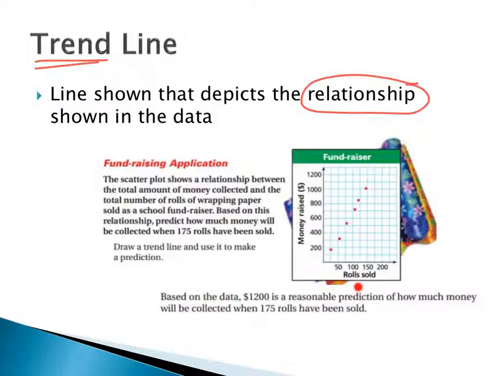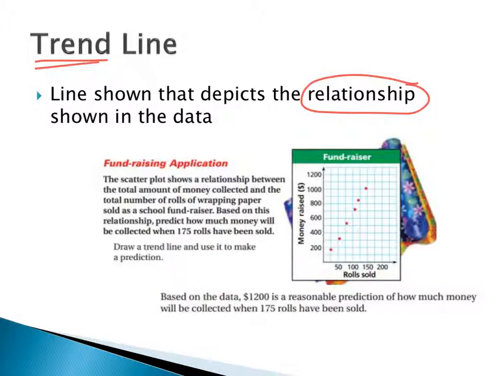This is for a fundraiser. So it's showing money collected and the total number of rolls of wrapping paper sold. We can say that this is during the holiday season, selling rolls of wrapping paper, and the money raised. So think about what happens, and this might be an obvious relationship. Think of the last example.